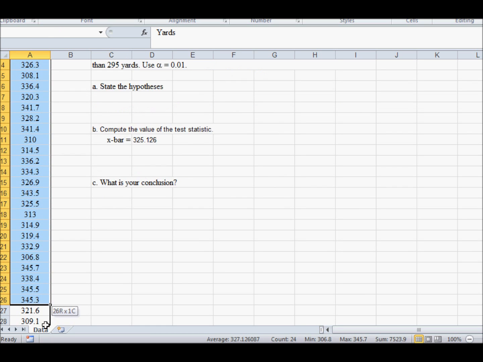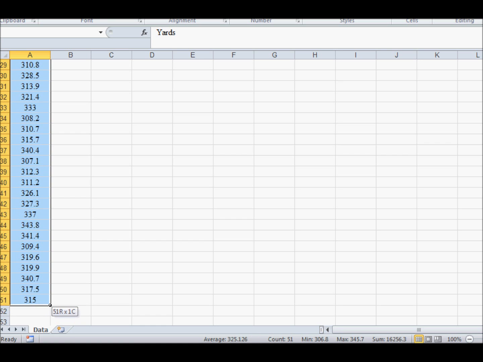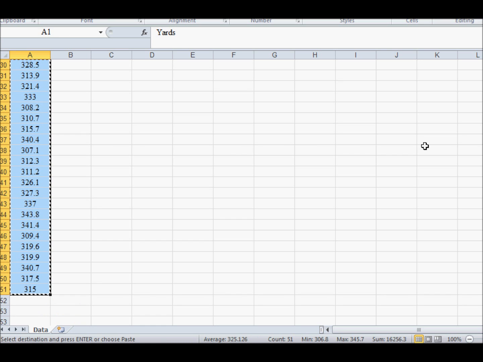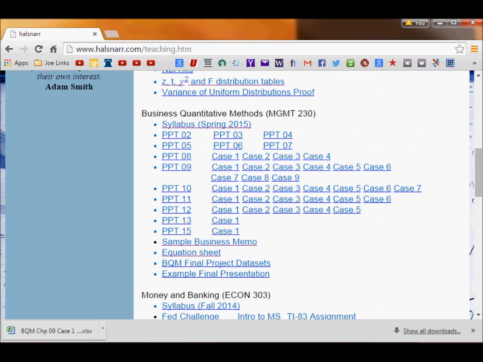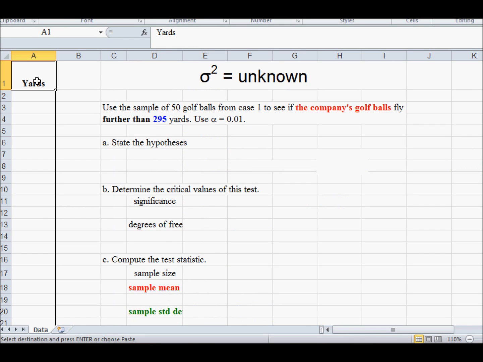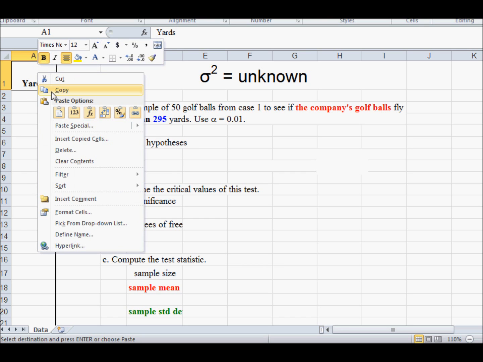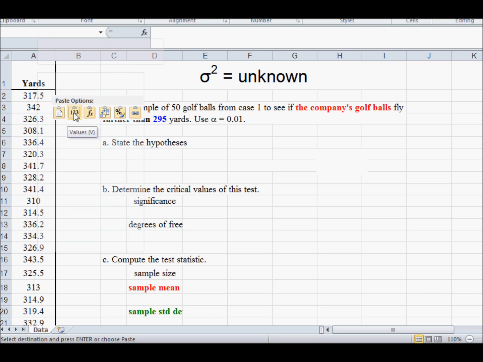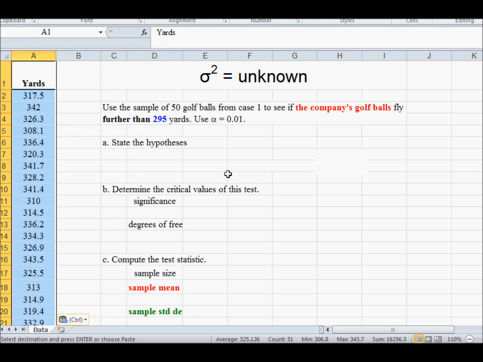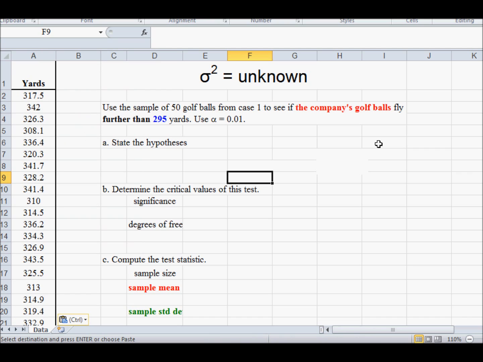So what we're going to do is copy this data and paste it into case 4. Because the observations are simulated, I'm going to right click and then paste special values. Now in case 4, when I hit F9, the numbers in column A do not change.